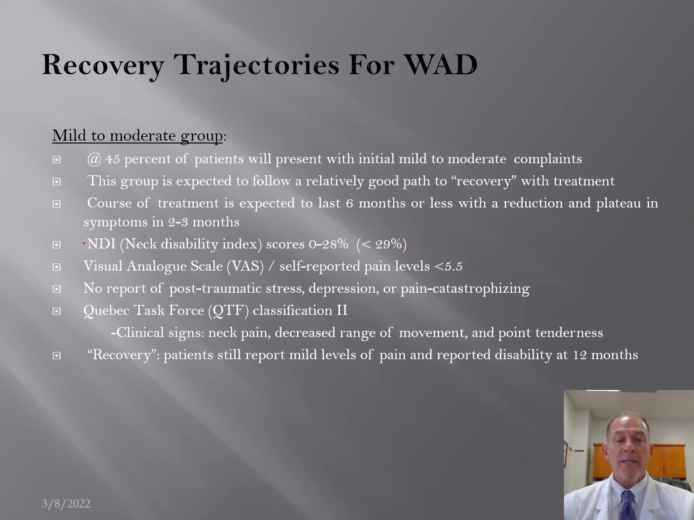And if we were to score this patient, or actually able to determine and label them as mild to moderate, we would use this Neck Disability Index functional assessment. And patients have to score less than 29% on that in order to be tagged mild to moderate. So we also use something called a visual analog scale. We ask the patient on a scale of 1 to 10 to rate their pain. And if the self-reported pain levels are less than 5.5, along with the less than 29% on the NDI score, again, we have a consistent mild to moderate whiplash group.